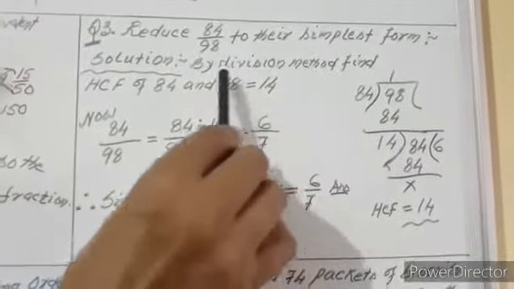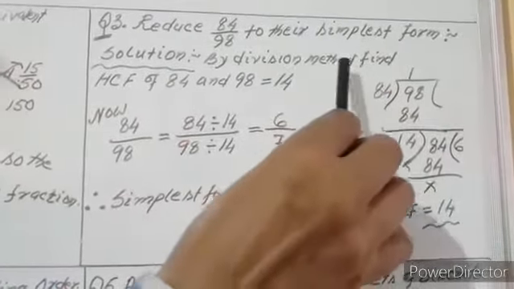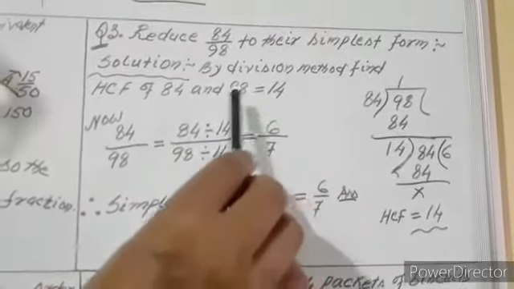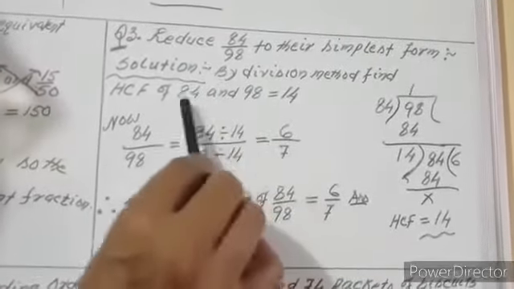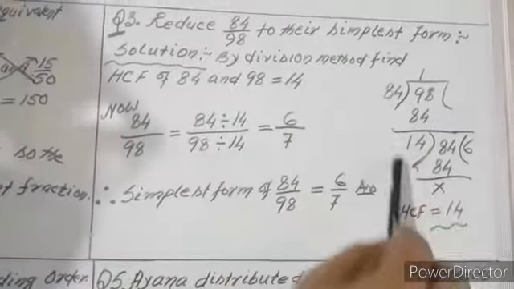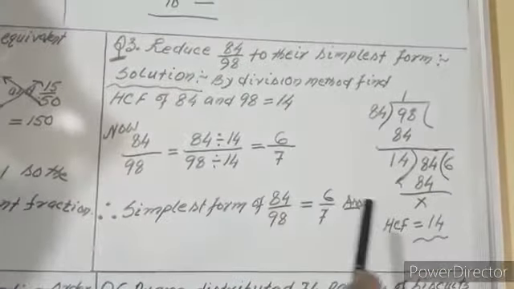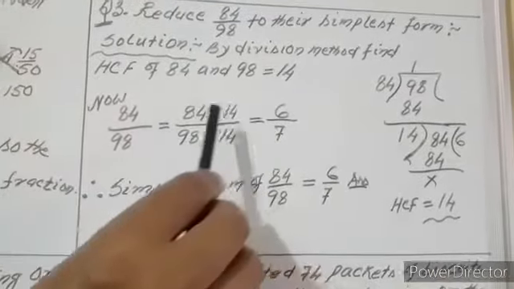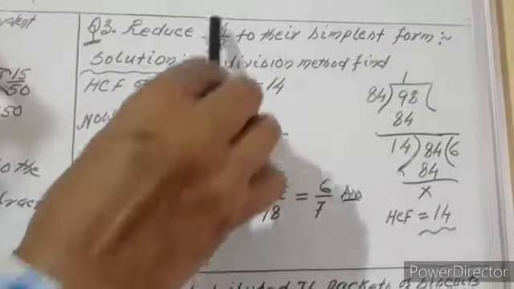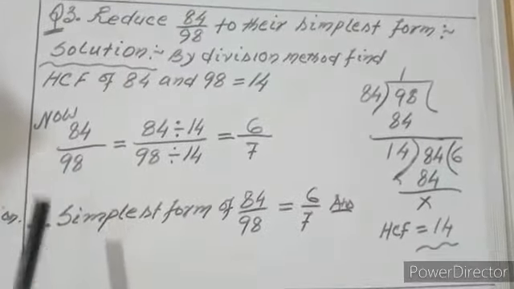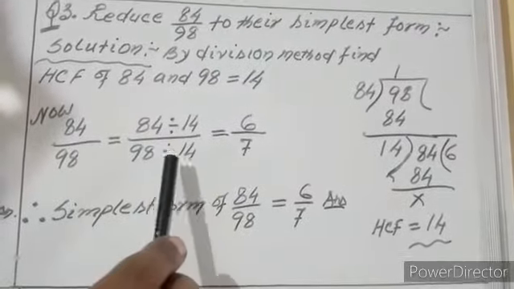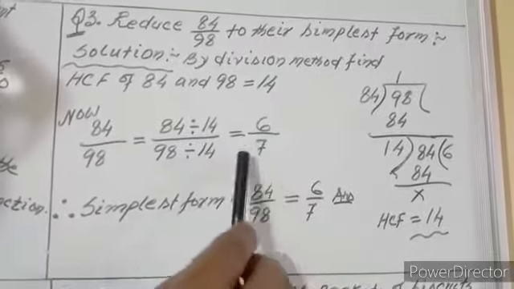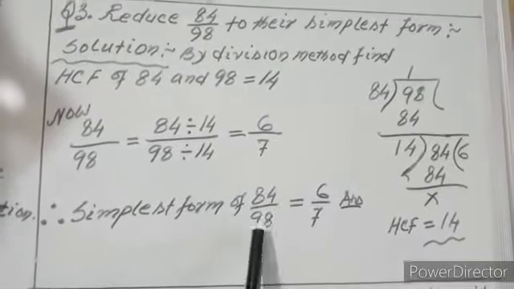This can be done by the division method, finding the HCF of 84 and 98. We determined the HCF of 84 and 98 by the long division method, and the HCF we got is 14. By 14 you are going to divide both the numerator and denominator. 84 upon 98 divided by 14, both numerator and denominator, we get 6 upon 7. That is the simplest form of 84 upon 98.